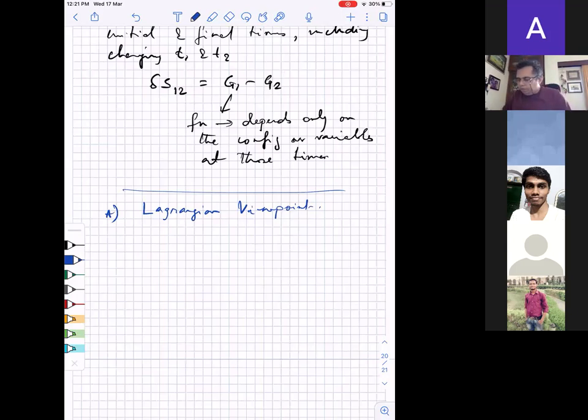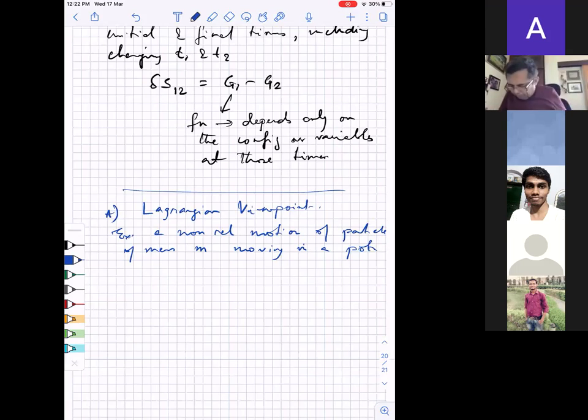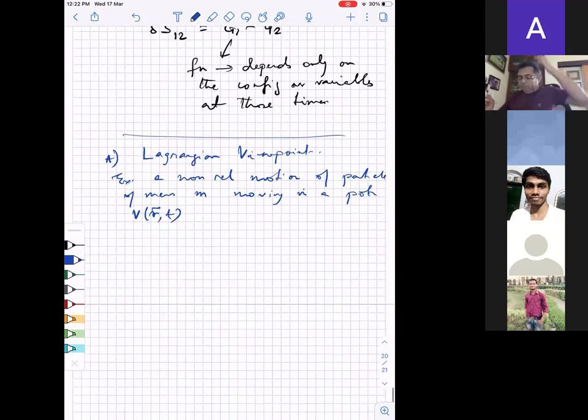So I will take a very simple example: non-relativistic motion of a particle of mass m moving in a potential V(r, t). Okay. So that's a simple example. It's as simple as possible. Of course, you could have not a potential, just a kinetic energy, no potential. That will be even simpler.